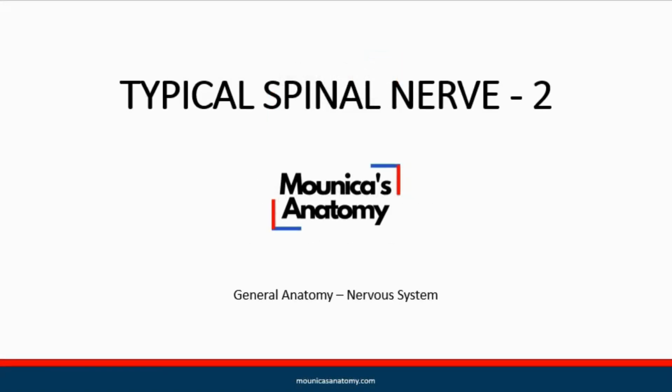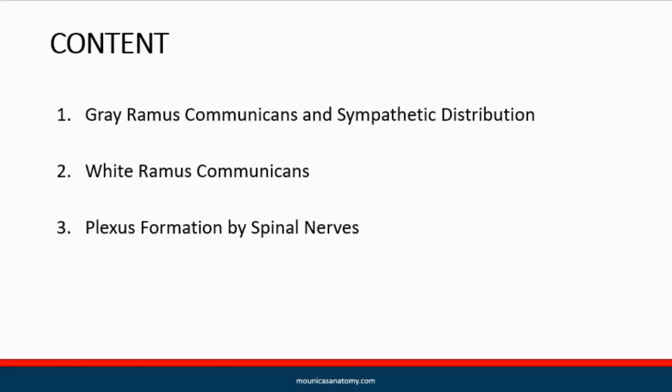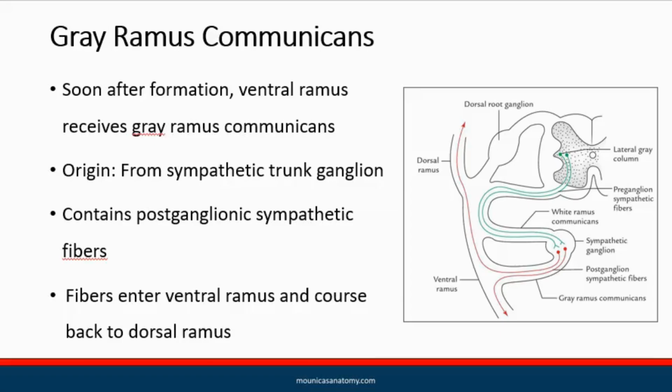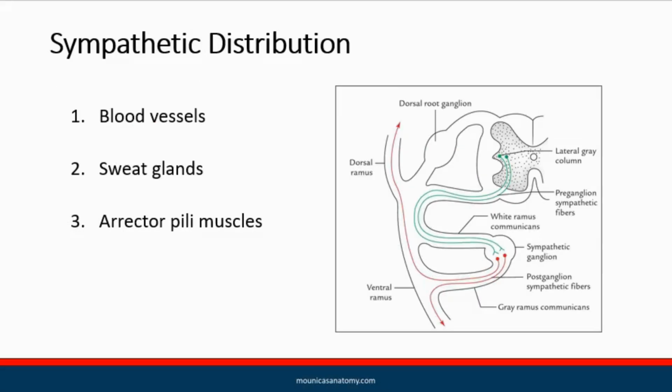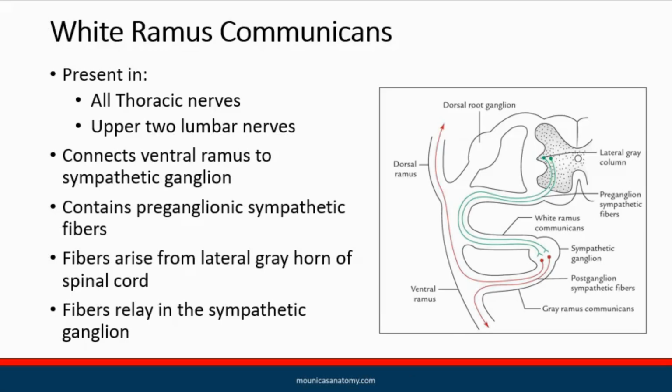Typical spinal nerve, part 2. Let's study gray ramus communicans and its sympathetic distribution, white ramus communicans, plexus formation. Gray ramus communicans: soon after formation, the ventral ramus receives the gray ramus communicans from the sympathetic trunk ganglion. It contains postganglionic sympathetic fibers. Sympathetic distribution: blood vessels, sweat glands, erector pili muscles.